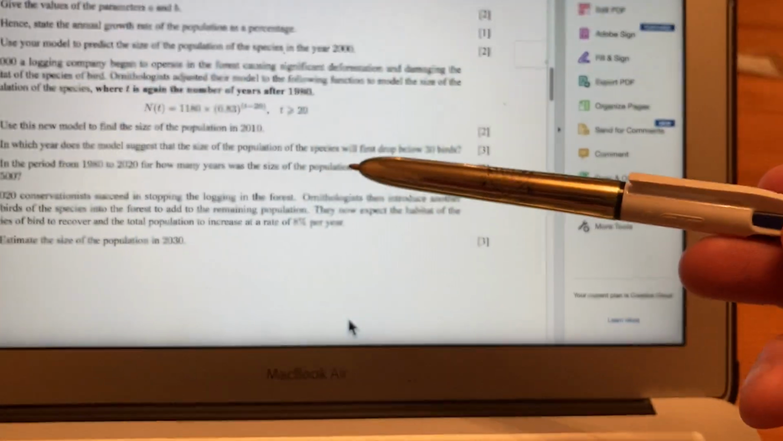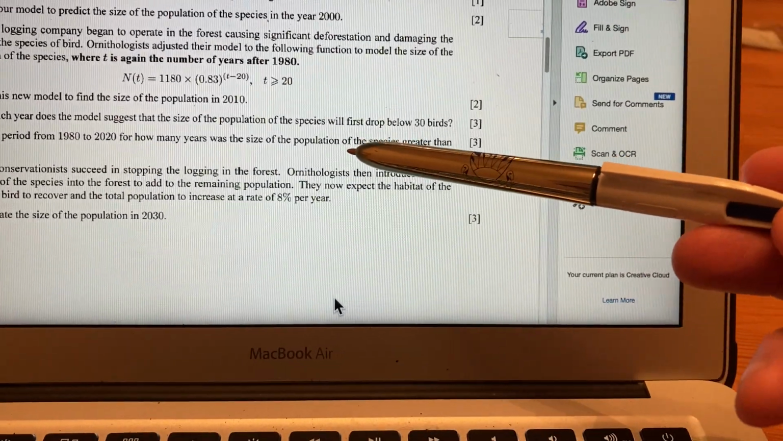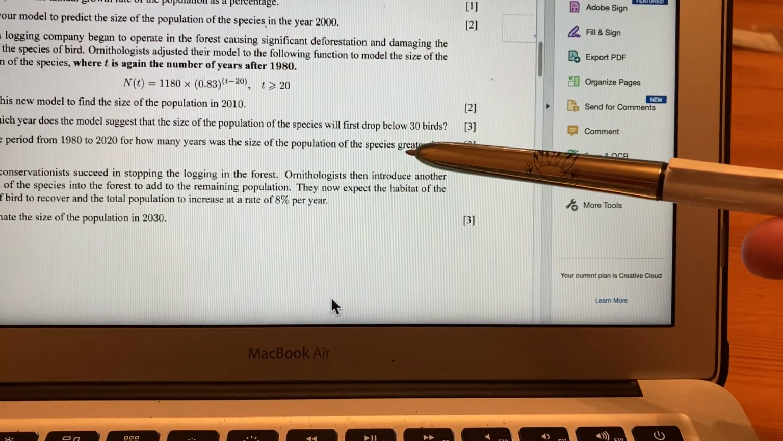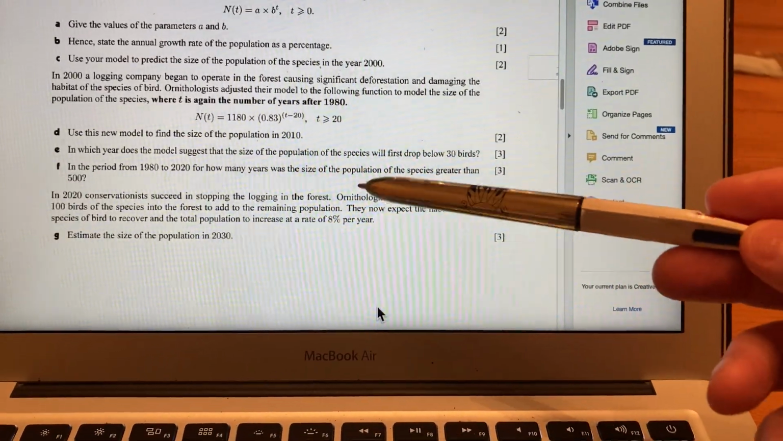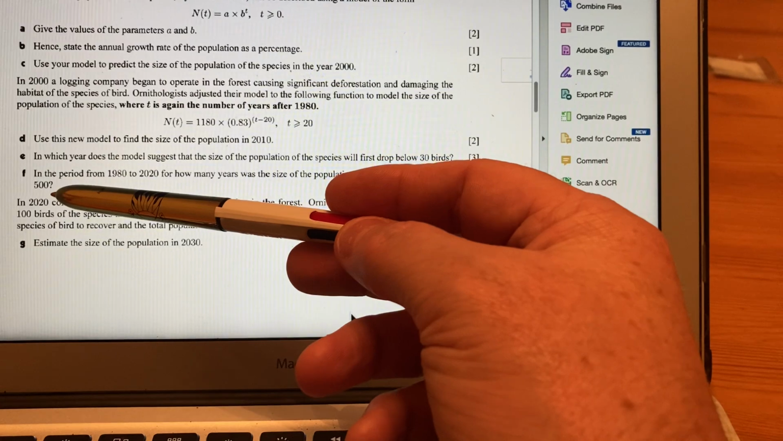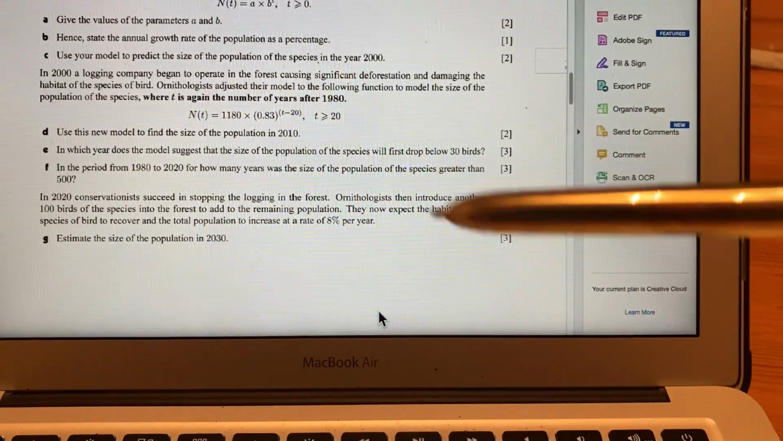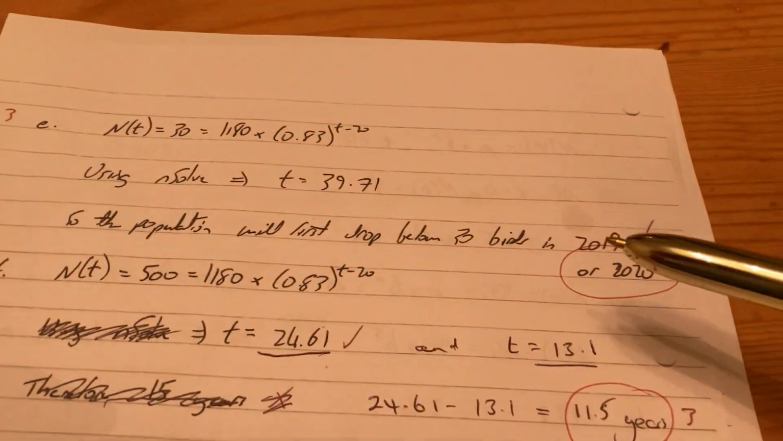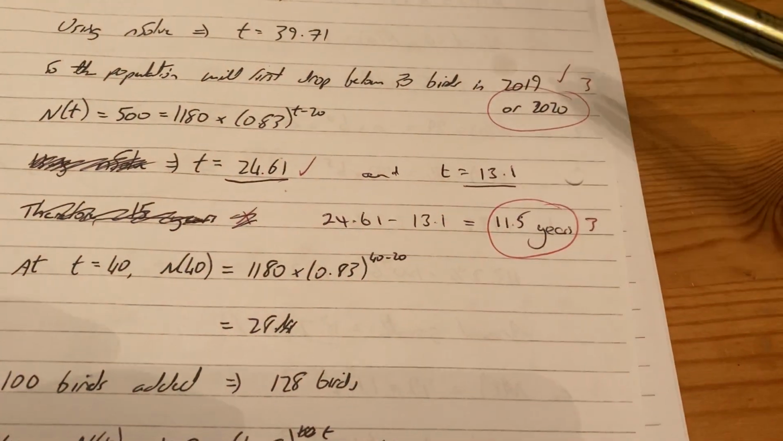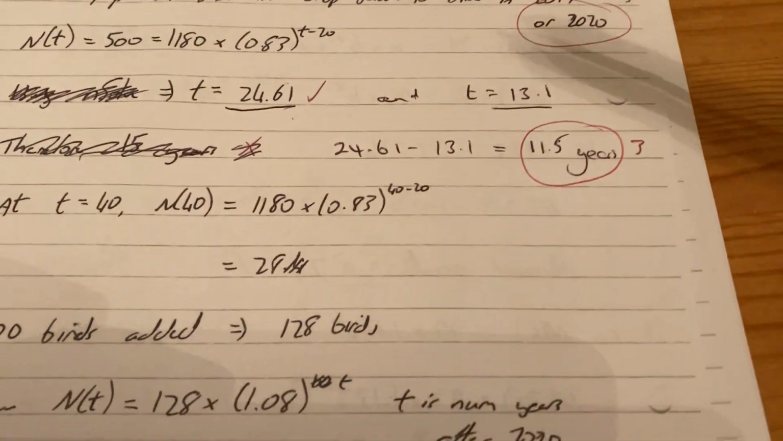Okay, and then what have we got? Part F. How many years was the population greater than 500? So we're going to now put it equal to 500 and see the two answers that we get where the population equals 500.